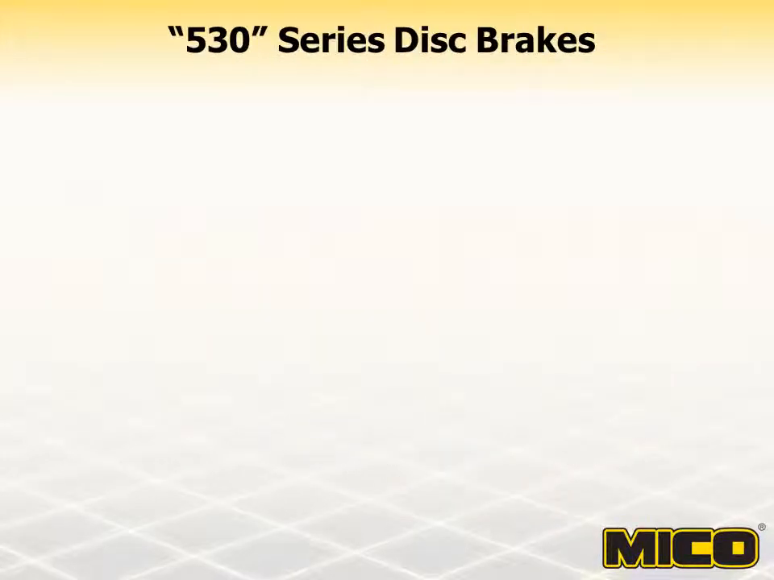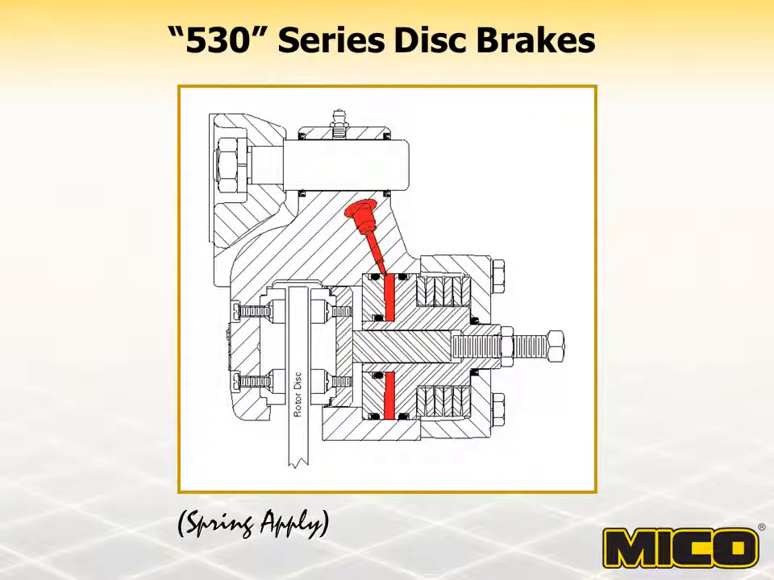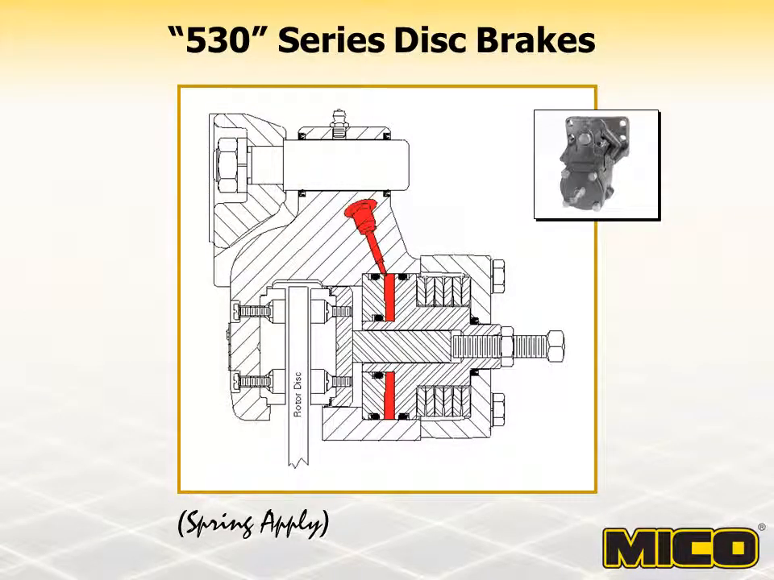The 530 series disc brake shown here is in the released position. Hydraulic pressure is forcing the piston to compress the Belleville springs and provide disc running clearance. Retraction of the linings is maintained as long as fluid pressure is present. When hydraulic pressure is removed, spring force causes the pistons to move the linings in contact with the rotor disc.